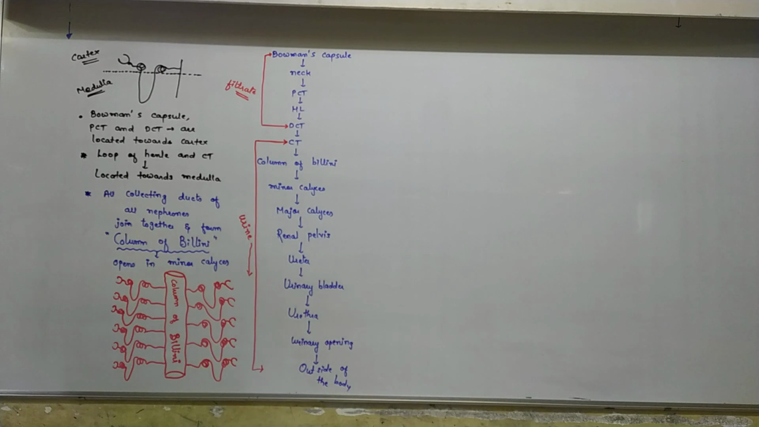Please remember that glomerulus, Bowman's capsule, PCT and DCT are located towards the cortical region. Loop of Henle and collecting duct are all located towards the medulla. And this is the duct of Bellini or column of Bellini.